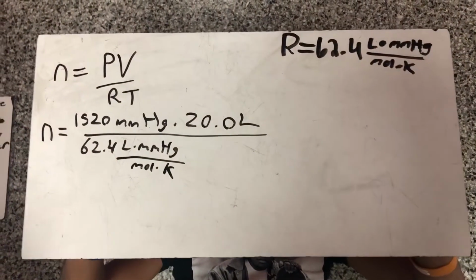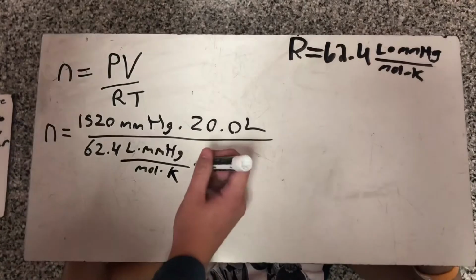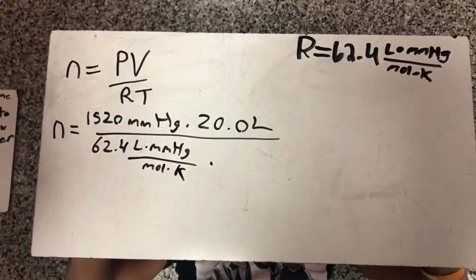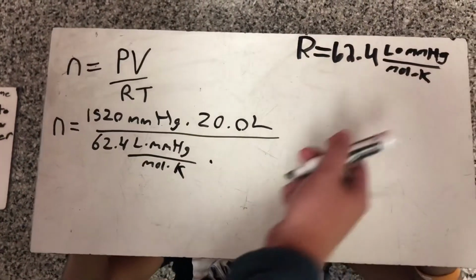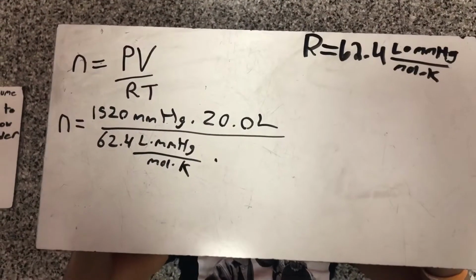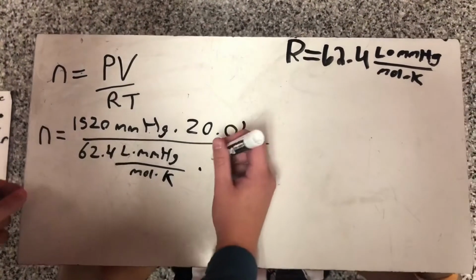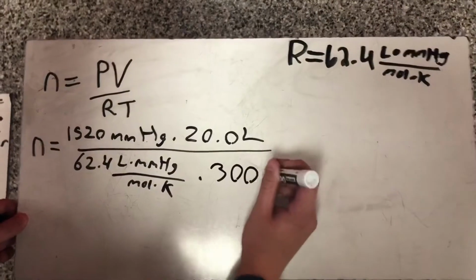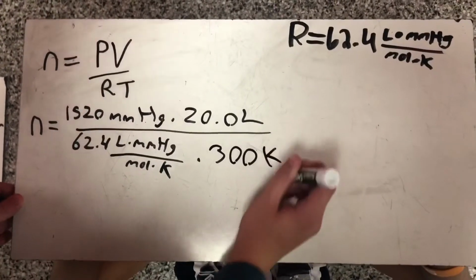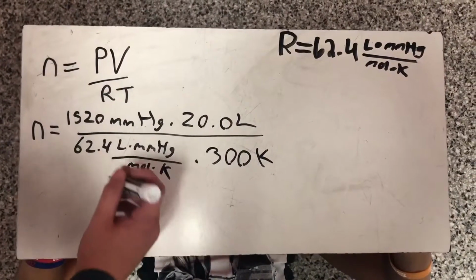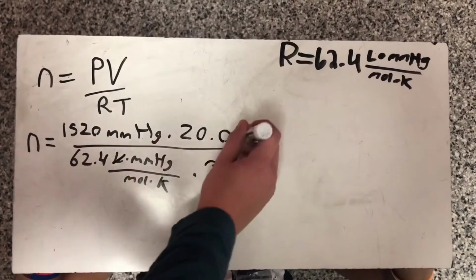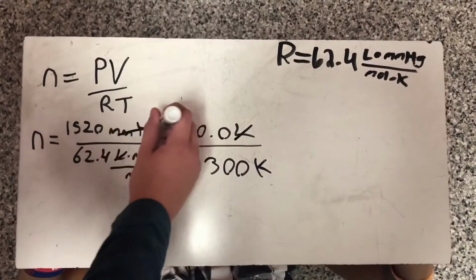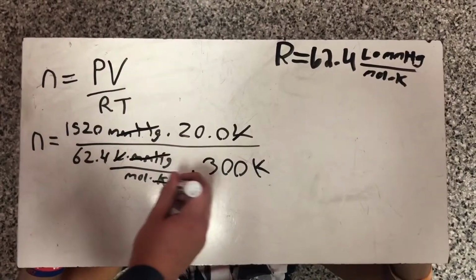Or not Celsius, Kelvin. Last thing we need is our temperature, which is 27 degrees Celsius, but you need it in Kelvin, so you're gonna add 273 to 27, and that equals 300. So we have 300 K. Since we're trying to get moles by itself, we're gonna take out everything that matches. So taking out liters, mmHg, and Kelvin.